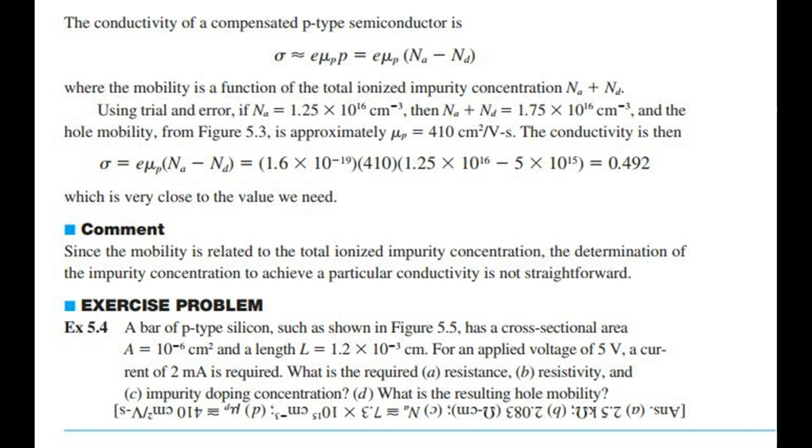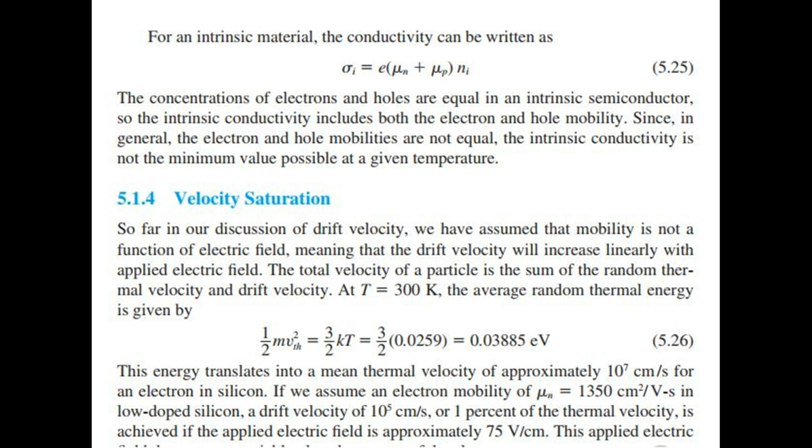Comment: Since the mobility is related to the total ionized impurity concentration, the determination of the impurity concentration to achieve a particular conductivity is not straightforward. For an intrinsic material, the conductivity can be written as: the concentrations of electrons and holes are equal in an intrinsic semiconductor, so the intrinsic conductivity includes both the electron and hole mobility. Since, in general, the electron and hole mobilities are not equal, the intrinsic conductivity is not the minimum value possible at a given temperature.